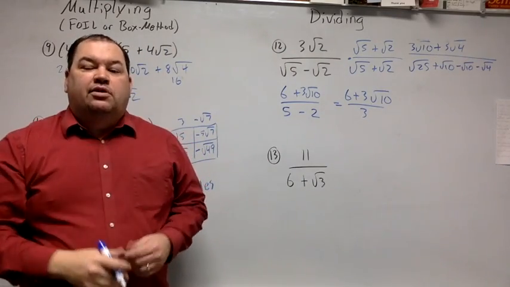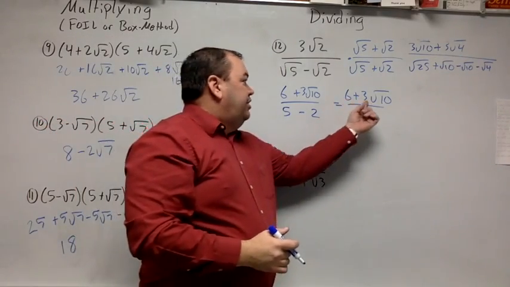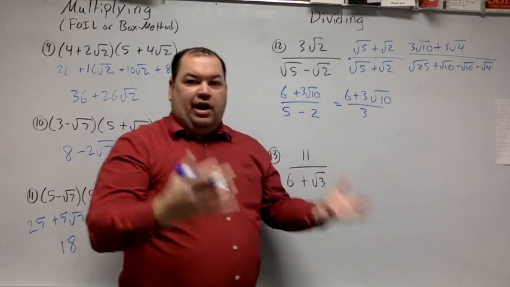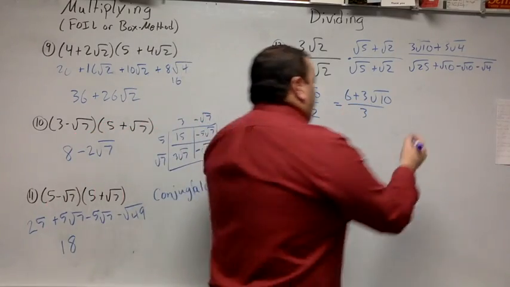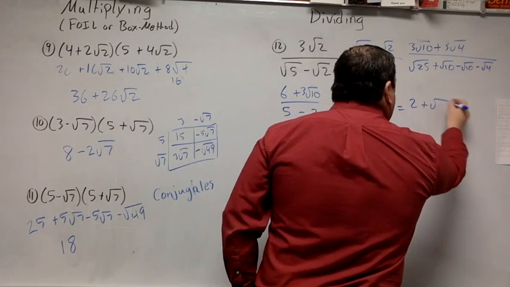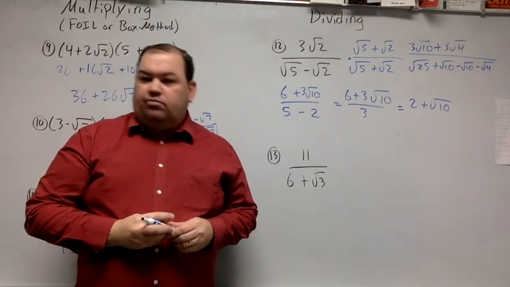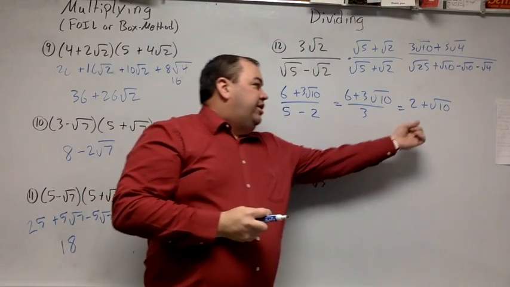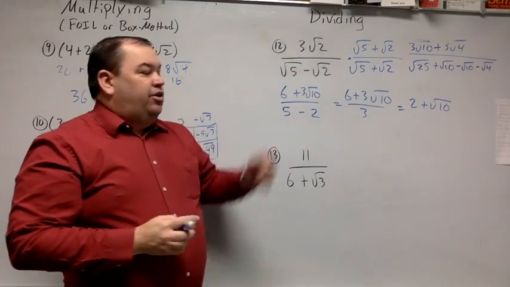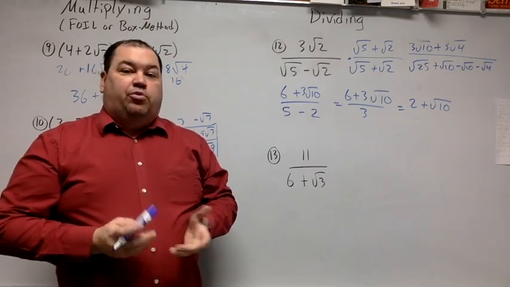Great answer. Simplify a little farther. These all have a 3 in common, and they're all outside the radical. So I get 2 plus the square root of 10. The 3's would all cancel out. Great answer. Obviously no denominator to worry about. Definitely no radical on the bottom to worry about.